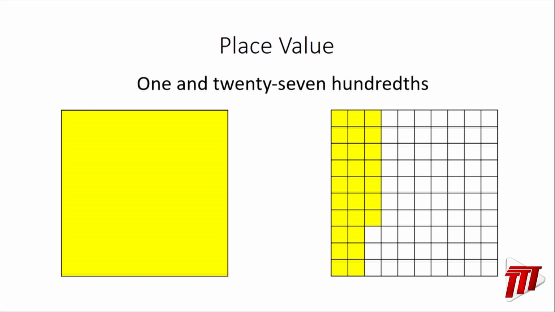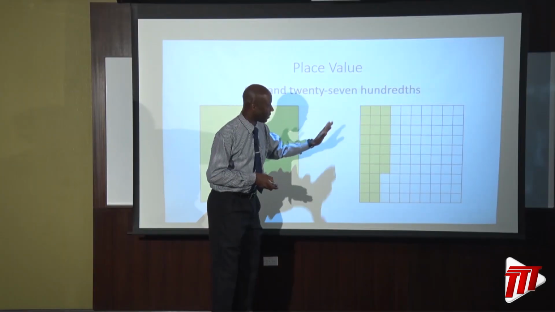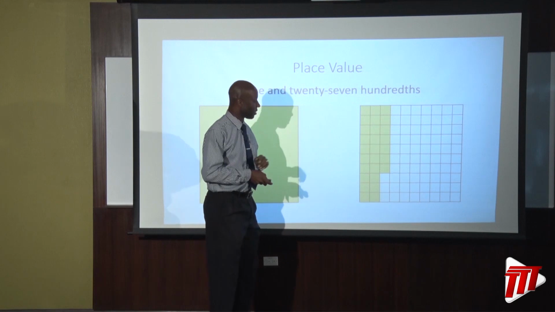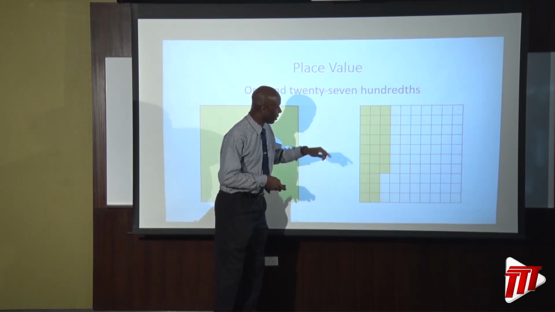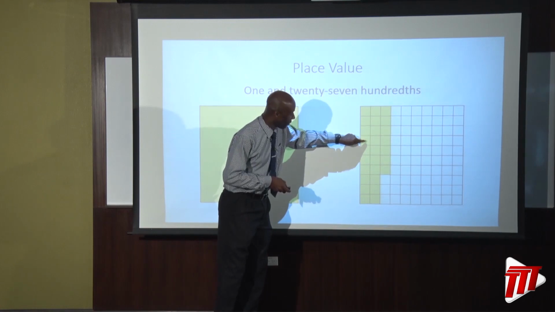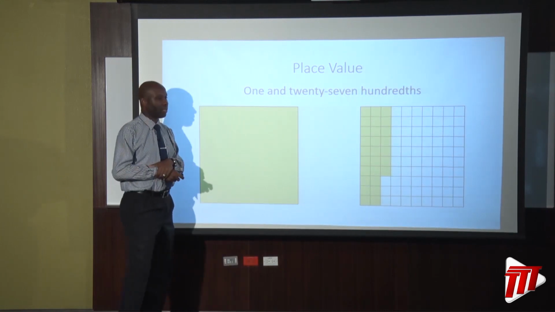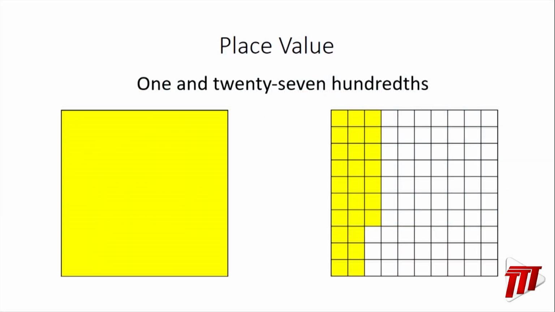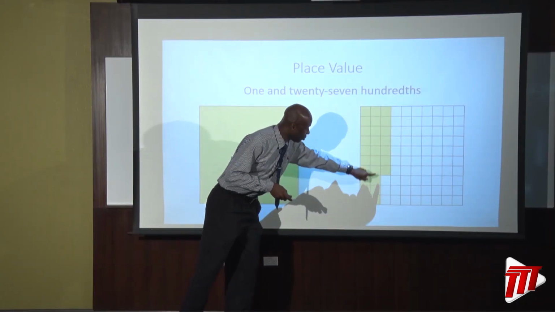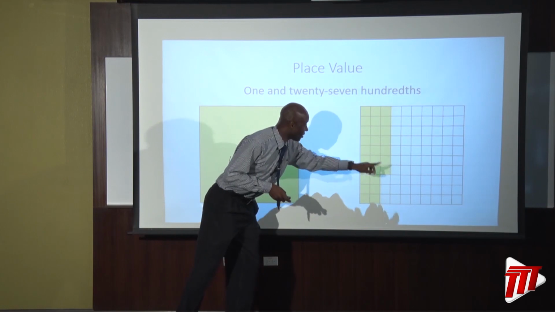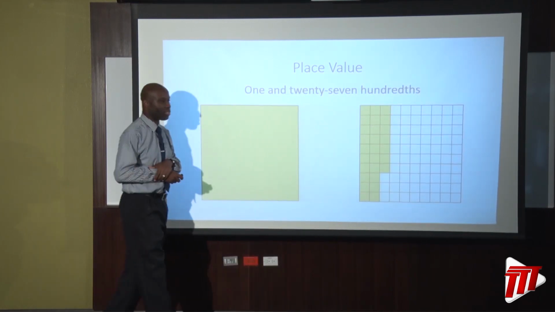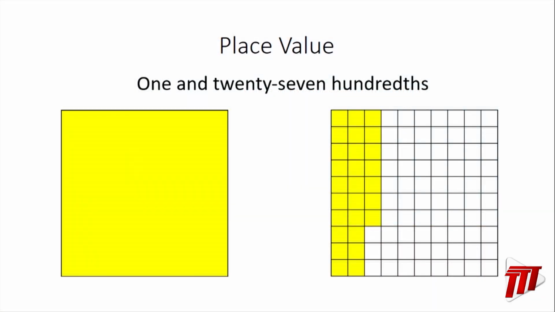1/2700. If we look closely at our 2700ths, we are going to see that 1, 2, 3, 4, 5, 6, 7, 8, 9, 10, 10 hundredths are equal to 1/10. So every 10 hundredths gives 1/10. So this is 1/10, this is 2/10, and this is 7 hundredths. So 27 hundredths can also be thought of as 2/10 and 7 hundredths.